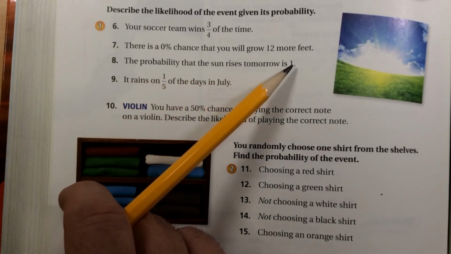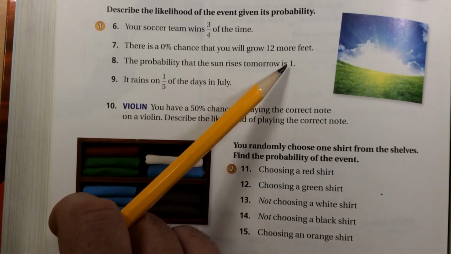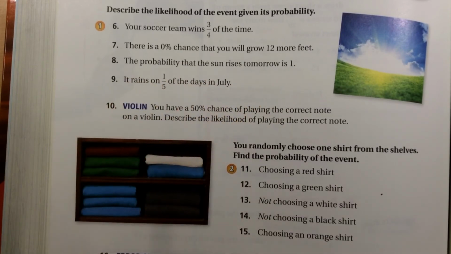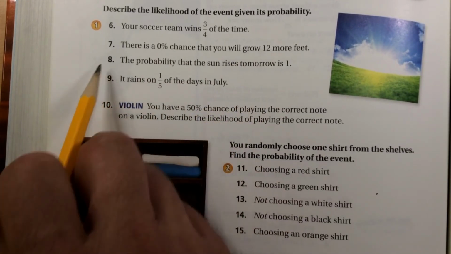The probability that the sun rises tomorrow is 1. Now remember, 1 is the same as like 5 out of 5 or 10 out of 10. They would simplify to 1. So a probability of 1 means it is certain, because a 1 is like 5 out of 5, all of the chances. So number 8 would be certain.